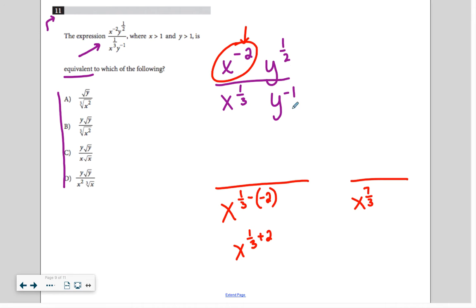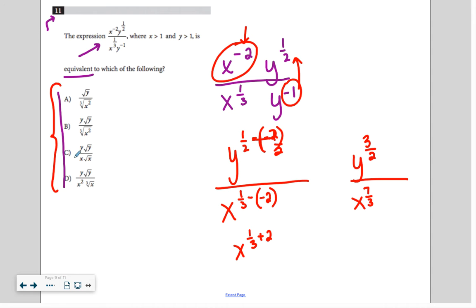Then I see that on this side, the y to the -1 is smaller. I'm going to bring it up. That's going to give me y to the 1/2 minus -1, which gives me y plus 1. 1 is 2/2, so that gives me y to the 3/2. Okay, so now we got some work to do because that's still not so clear because I need it now in radical form. So how do we convert these to radicals?